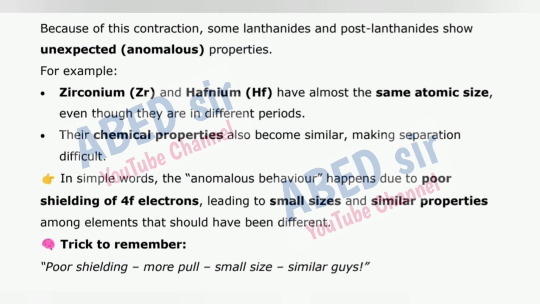Because of this contraction, some lanthanides and post-lanthanides show unexpected, anomalous properties. For example, zirconium (Zr) and hafnium (Hf) have almost the same atomic size, even though they are in different periods. Their chemical properties also become similar, making separation difficult. In simple words, the anomalous behavior happens due to poor shielding of 4f electrons, leading to small sizes and similar properties among elements that should have been different. Trick to remember: poor shielding, more pull, small size, similar guys.